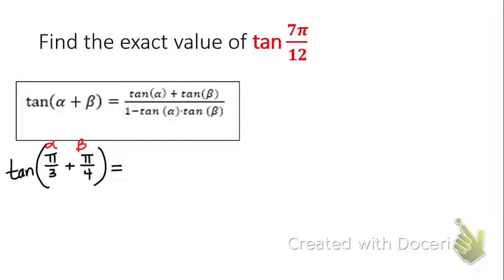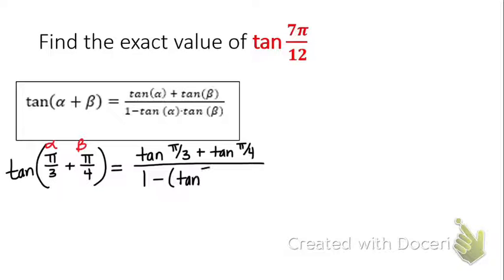So let's go ahead and write it out. This identity says you take the tangent of alpha, so that would be the tangent of pi over 3, plus the tangent of pi over 4, divided by 1 minus the tangent of pi over 3 times the tangent of pi over 4.